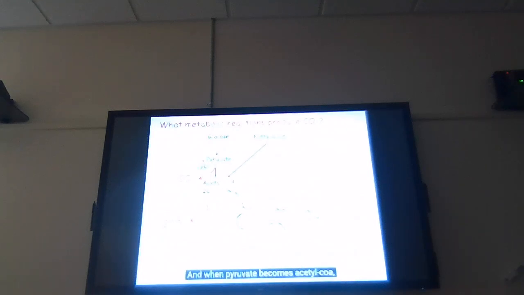And when pyruvate becomes acetyl-CoA, carbon dioxide is going to be formed there. Further on, when the acetyl-CoA goes through the Krebs cycle, carbon dioxide is going to be formed there. So there's a lot of carbon dioxide being formed when you use glucose as the start molecule per amount of oxygen used. Now, if our starting molecule is fatty acid, all fatty acids are even numbers.